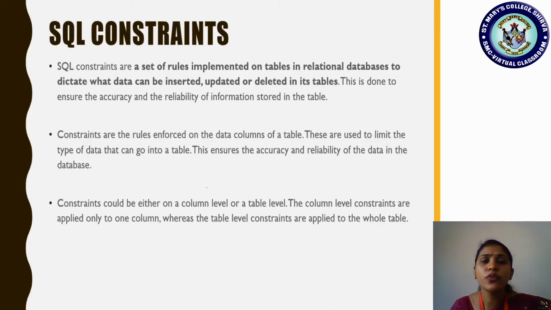It is a set of rules implemented on tables in relational databases to dictate what data can be inserted, and how it has to be updated or deleted in its tables, and this is done to ensure the accuracy and the reliability of information stored in the table. It means, when we have created a table, for example, just now I discussed create table employees. There we told ID and which one? The name, right? So you are telling with the help of a data type that ID has to hold what type of data? Number kind of data.